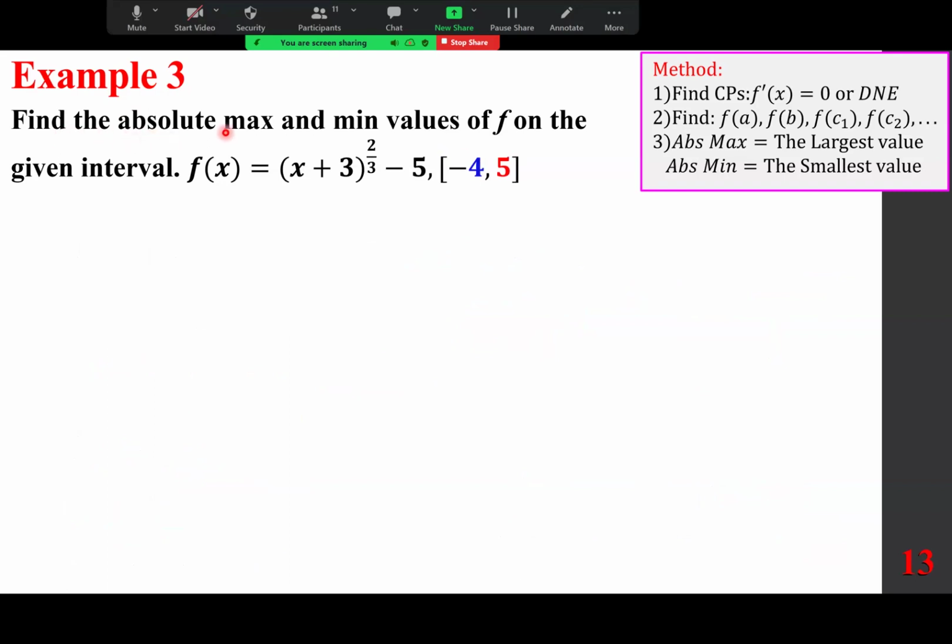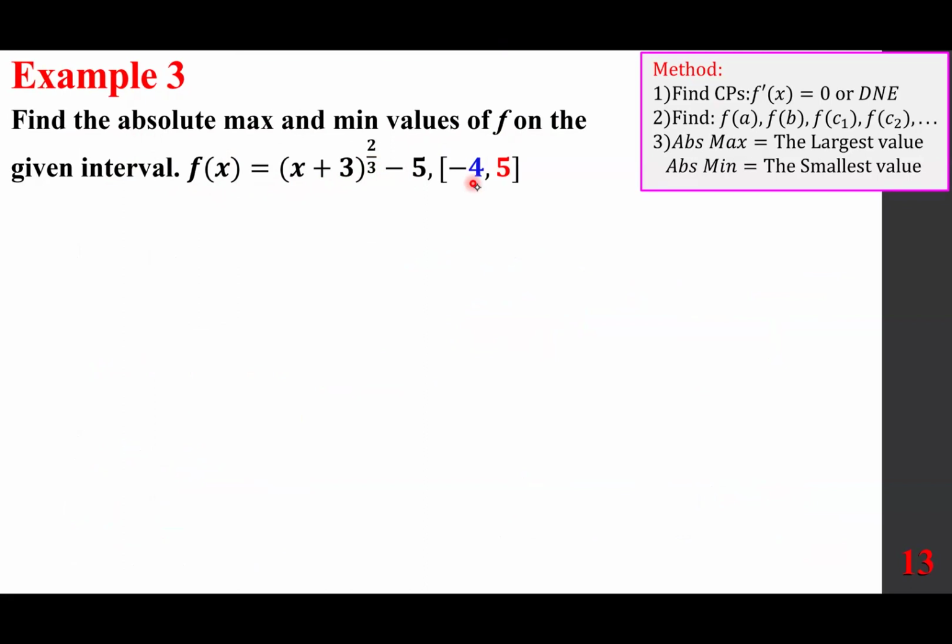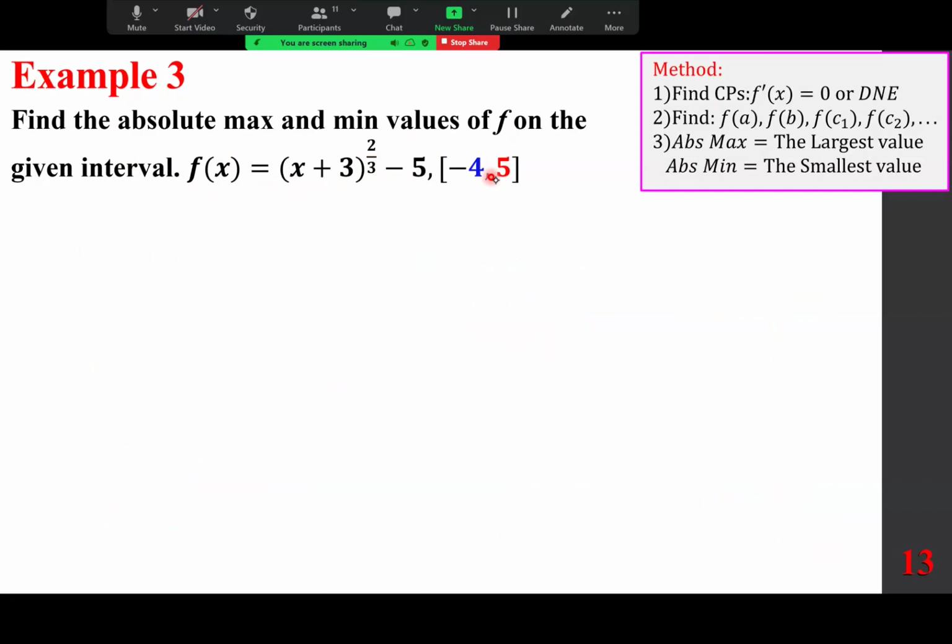Example 3, find the absolute max and min values of f on the given interval. f of x is (x plus 3) to the power of 2/3 minus 5, on the interval of -4 to 5. So the first thing is, can I use the extreme value or closed interval theorem? Two things must be done. Number one, it must be a closed interval, which is given, but is this a continuous function in the interval of interest?